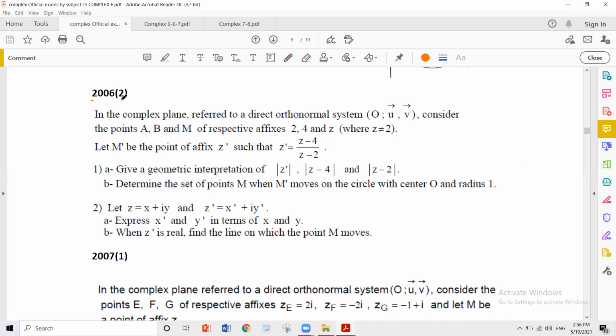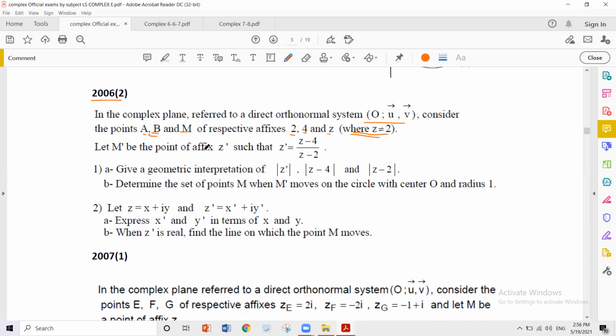2006 second chance. In the complex plane referred to a direct orthonormal system, OUV, consider the points A of affix 2, B of affix 4, and M of affix z, where z is different from 2.